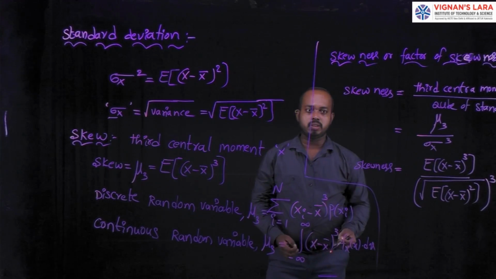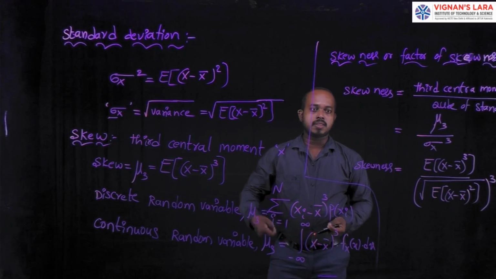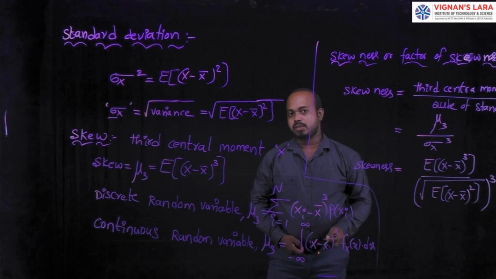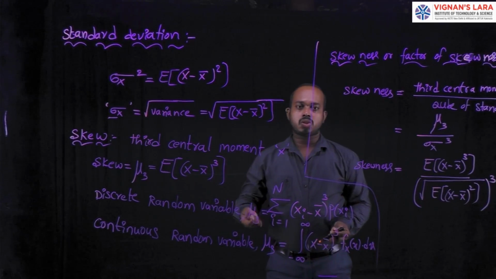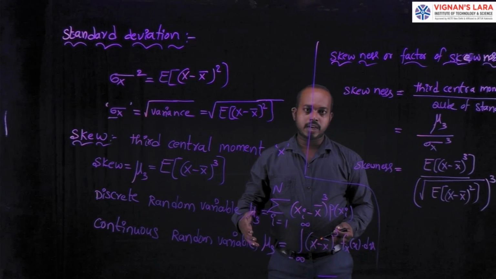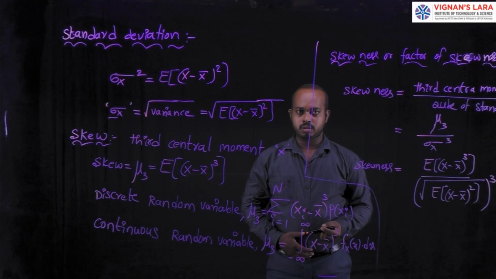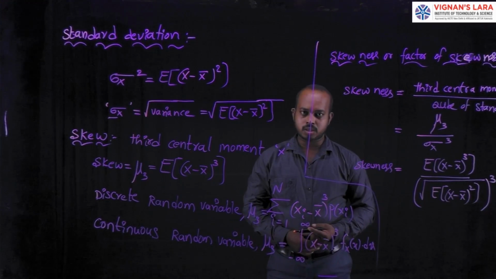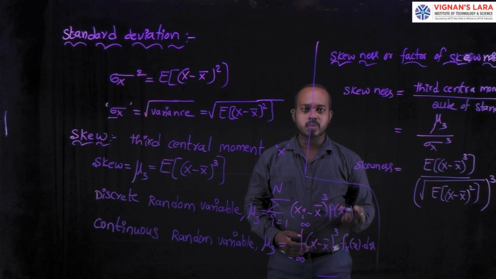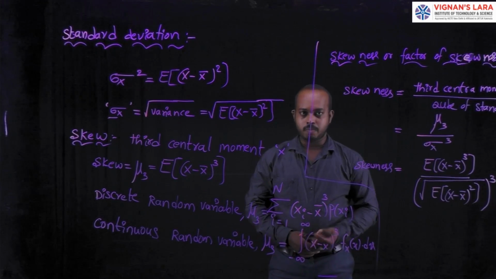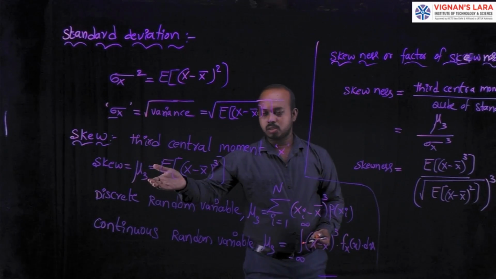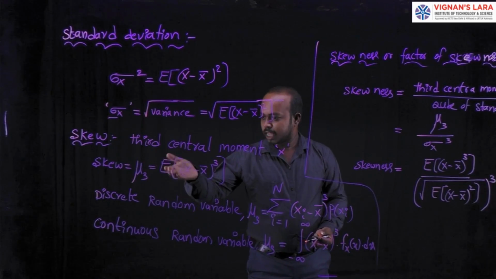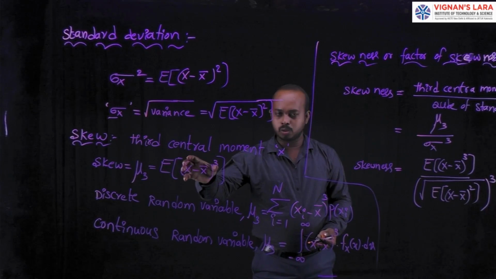The skew is the third central moment of a random variable x. The third central moment of the random variable we call the skew. Already we know the nth central moment formula: mu n is equal to expectation of x minus x bar whole power n. Using the same formula, we can write the skew formula as mu 3 is equal to expectation of x minus x bar whole cube.